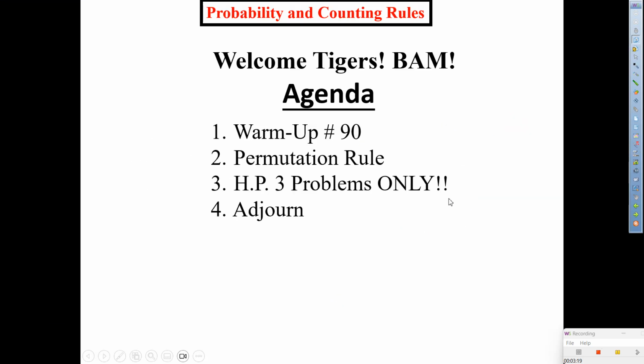And copy the agenda. Warm-up number 90, complete. Today we're moving on to the permutation rule. And tonight's homework, we have 3 problems only. Hopefully we can complete those here before we leave.